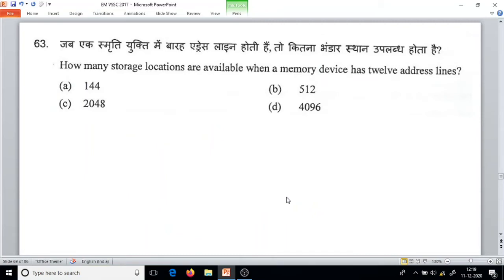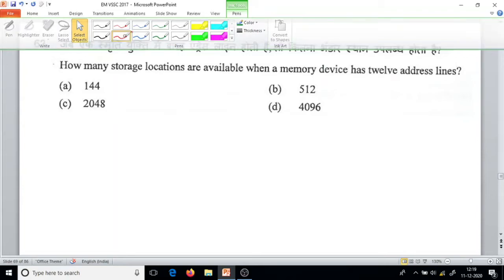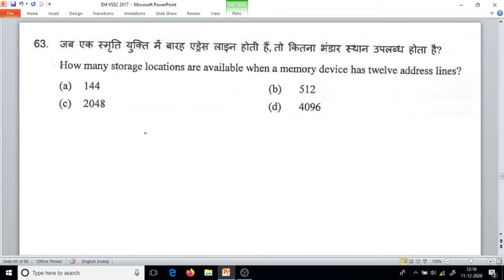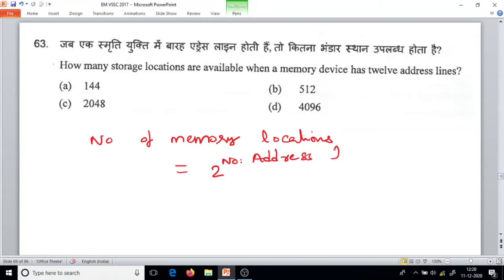Question number 63. How many storage locations are available when a memory device has 12 address lines? 12 address lines, that means the number of memory locations equals 2 to the power of the number of address lines.